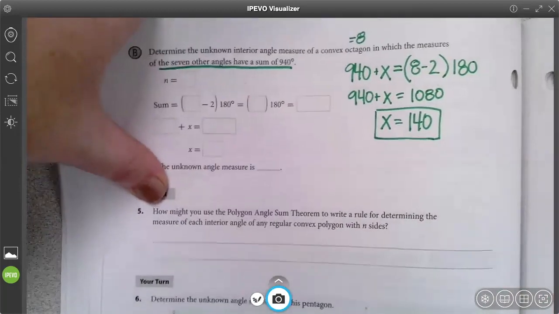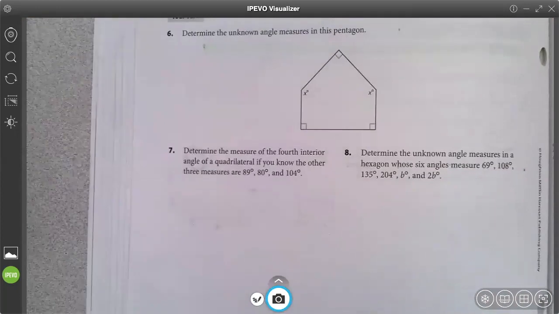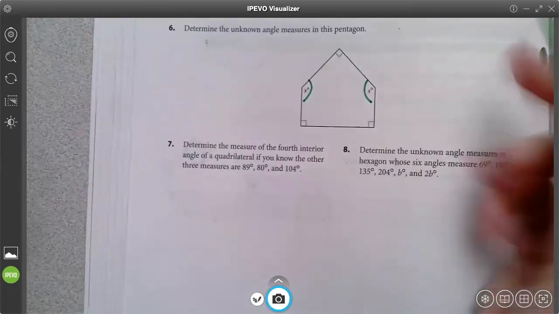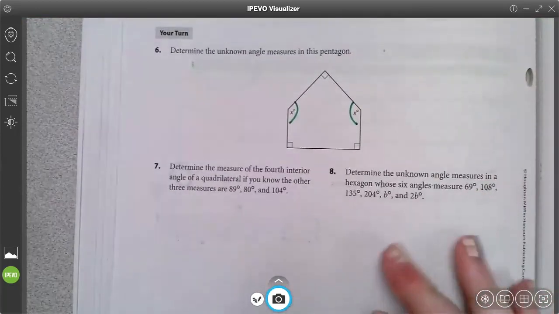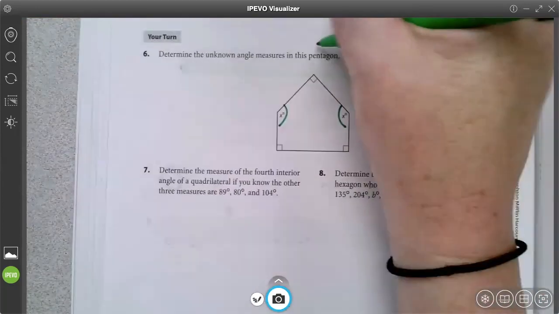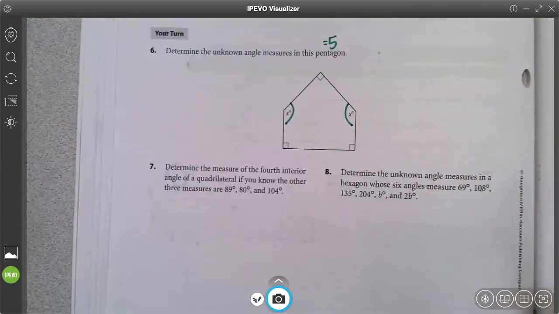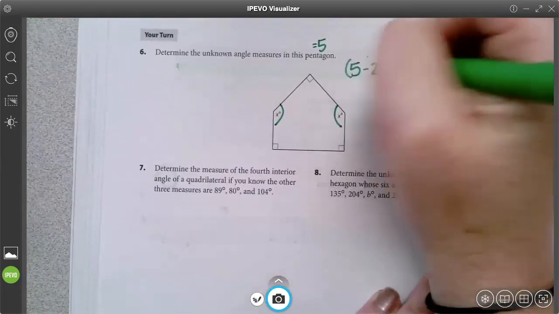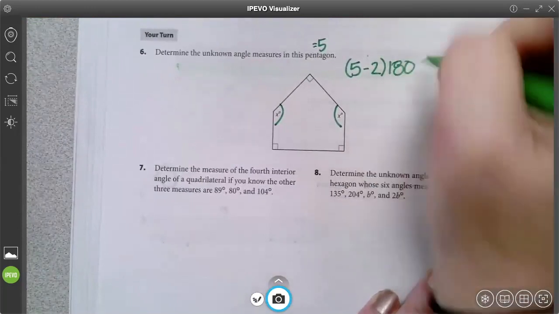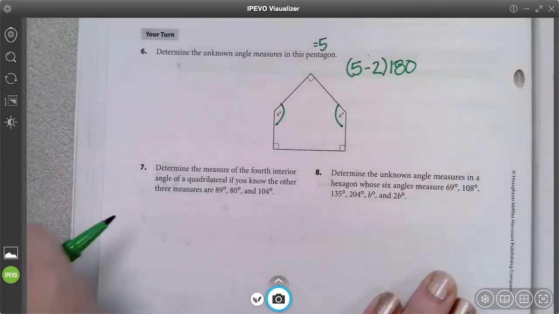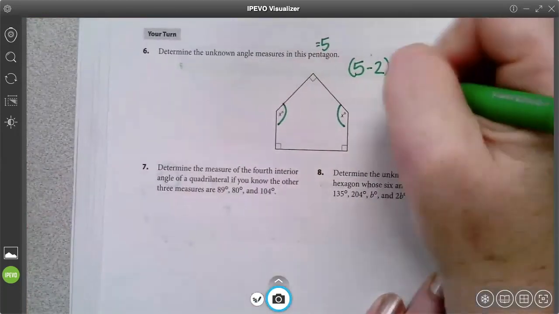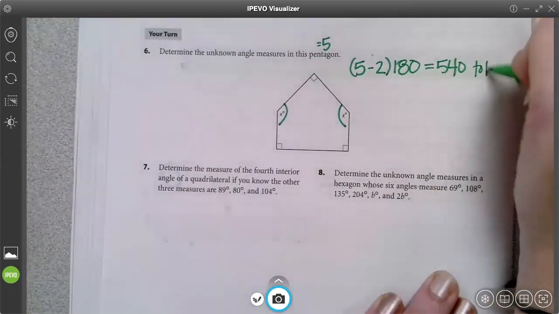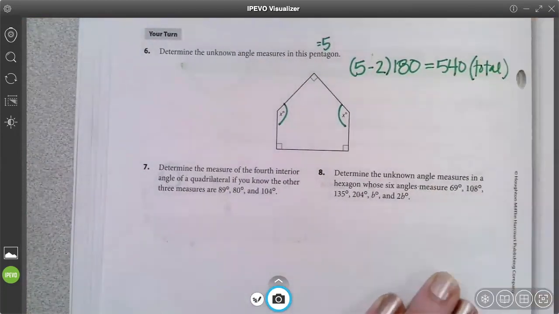Let's look at number 6. It's a little more interesting example because you have 2 missing angles that are both the same size, x degrees. It says determine the unknown angle measures in this pentagon. So pentagon means it has 5 sides. We could have counted that if we wanted to. So we know that our total has to be 5 minus 2 times 180. So 3 times 180 is equal to 540. Just going to write total out here.